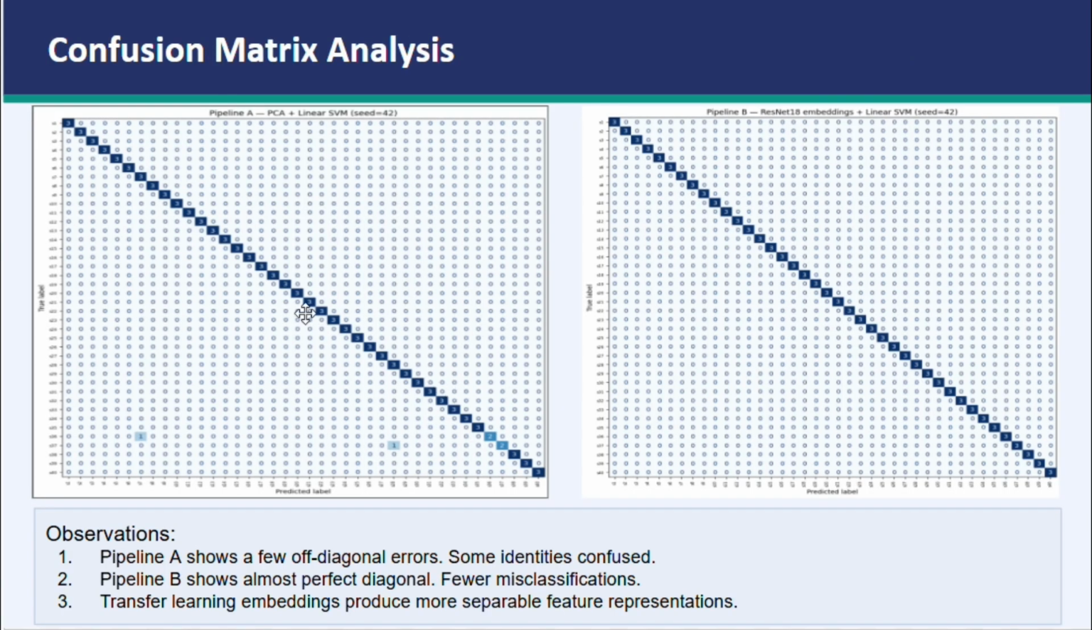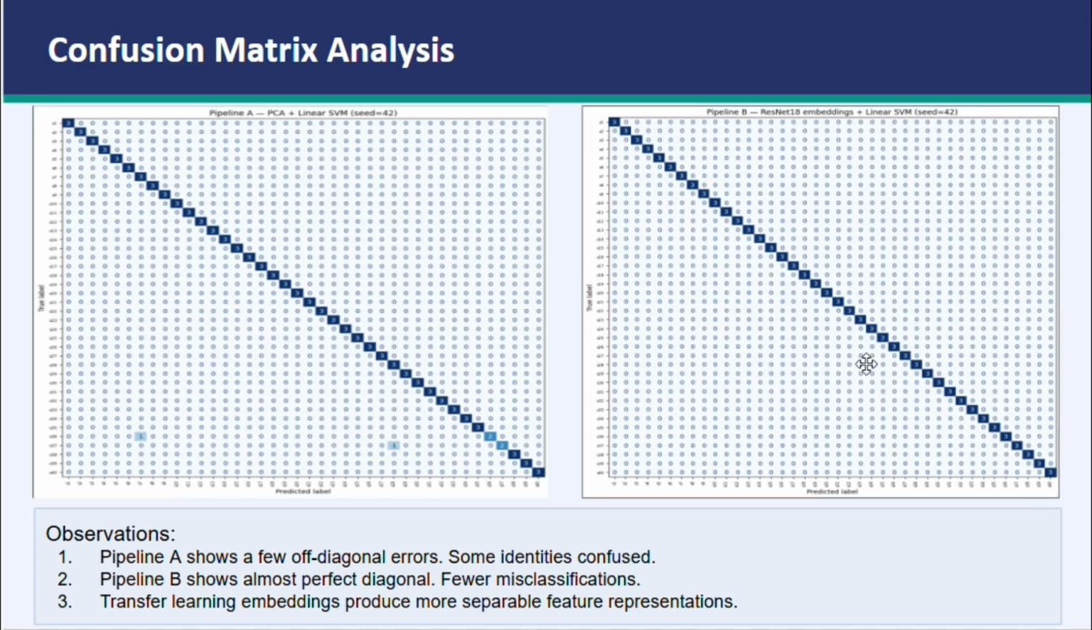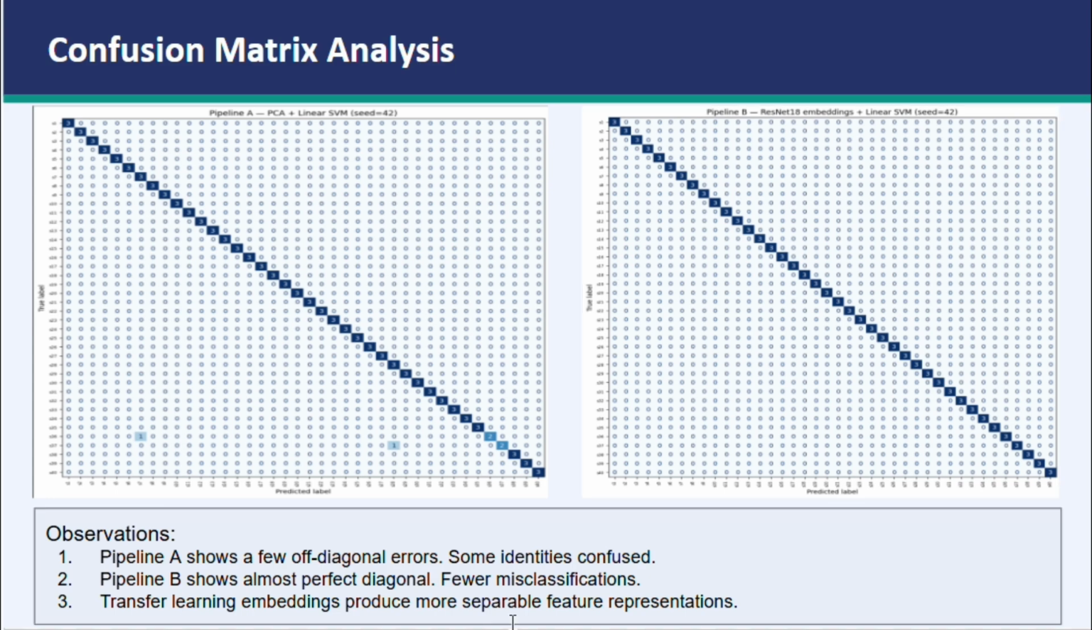All right, next we will be talking about confusion matrix analysis. As you can see from pipeline A, it shows a few off-diagonal errors, which means that some identities are confused. Pipeline B, however, shows an almost perfect diagonal line, so fewer misclassifications. Transfer learning embeddings produce more separable feature representations.